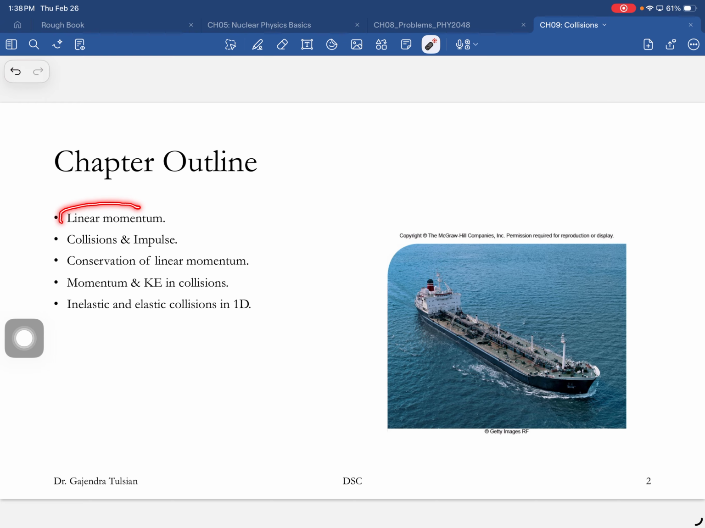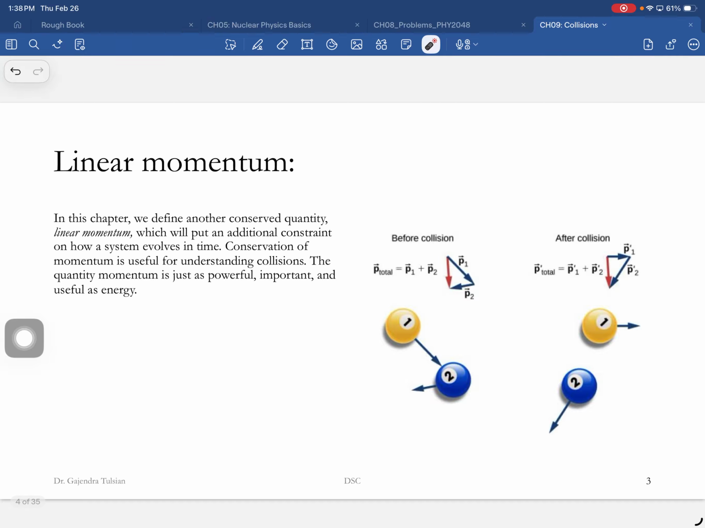So we'll start off by defining linear momentum, and that's crucial to everything we do in this chapter. Linear momentum is denoted by P. It's a vector quantity, and it's defined by the mass of the object times its velocity. So we define another conserved quantity. What does it mean when we say conserved quantity? Conserved just means it's not destroyed or created, so it remains constant.